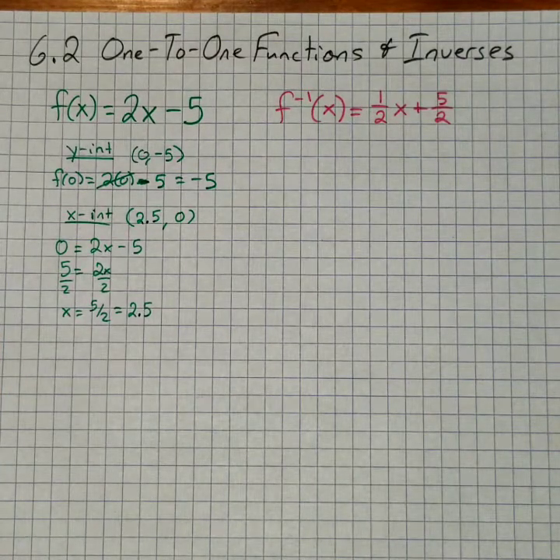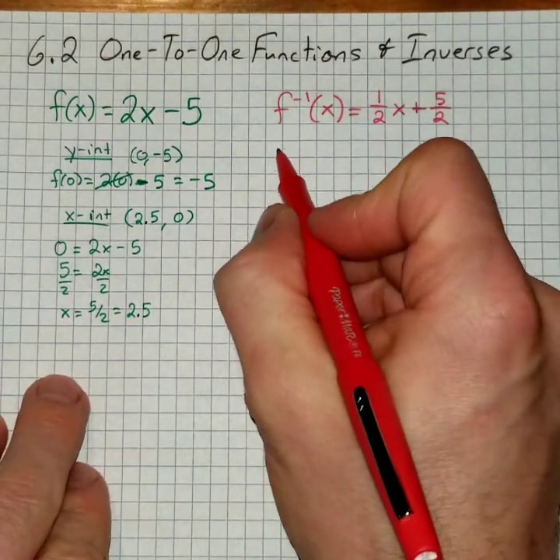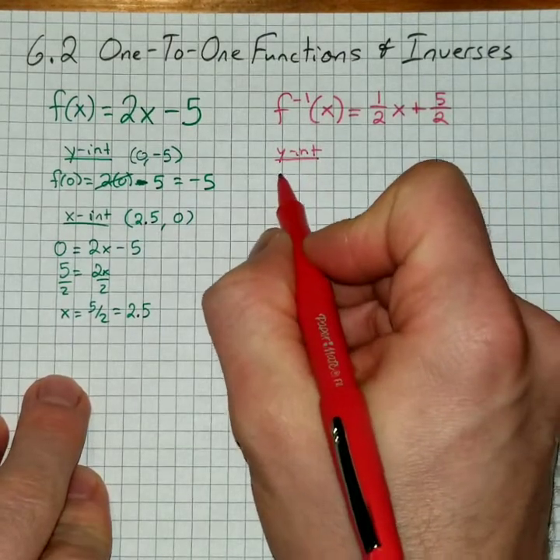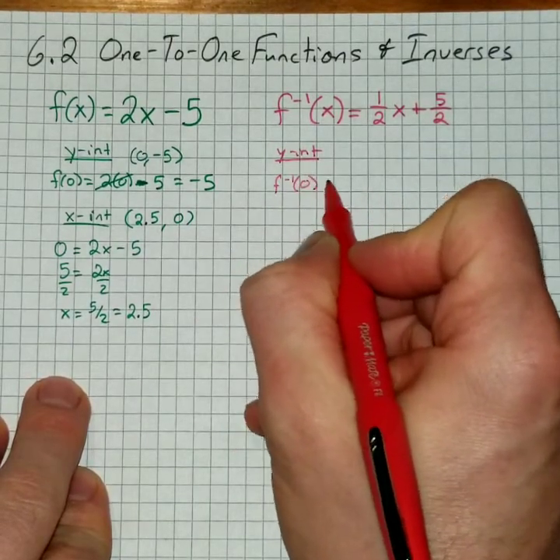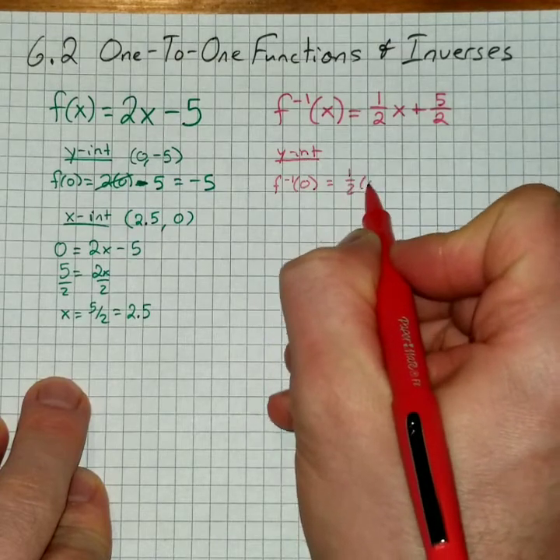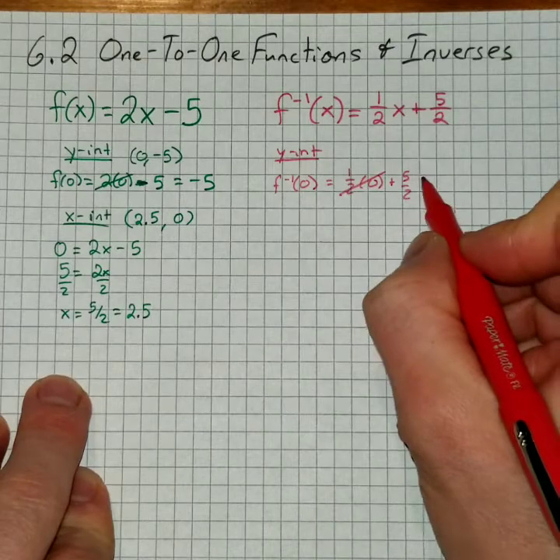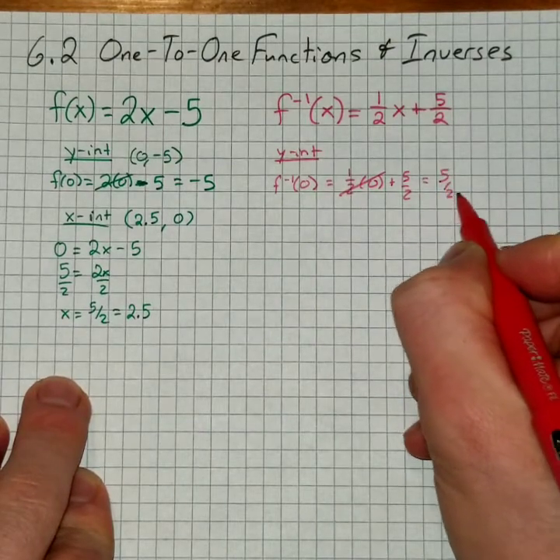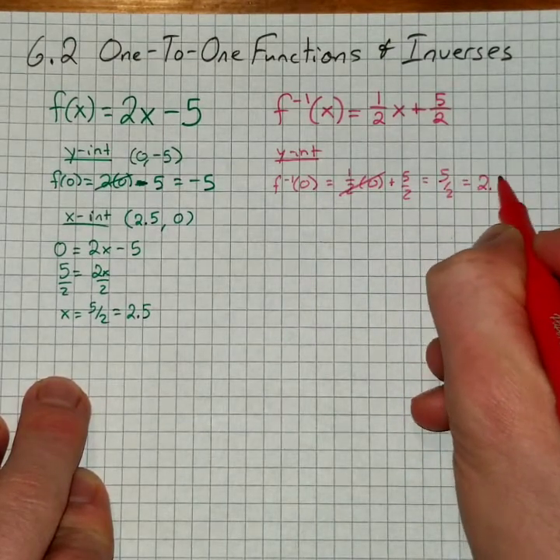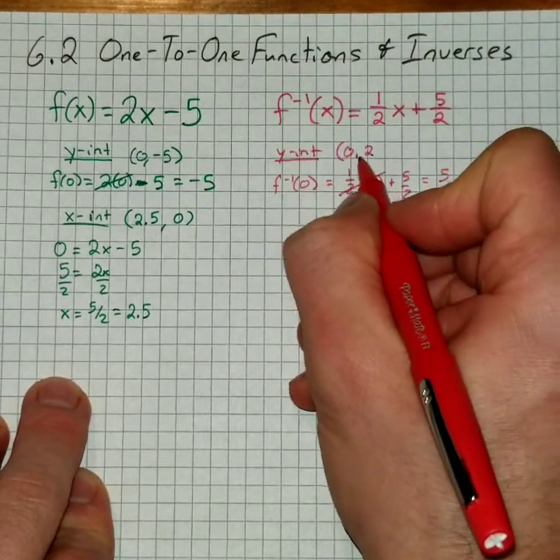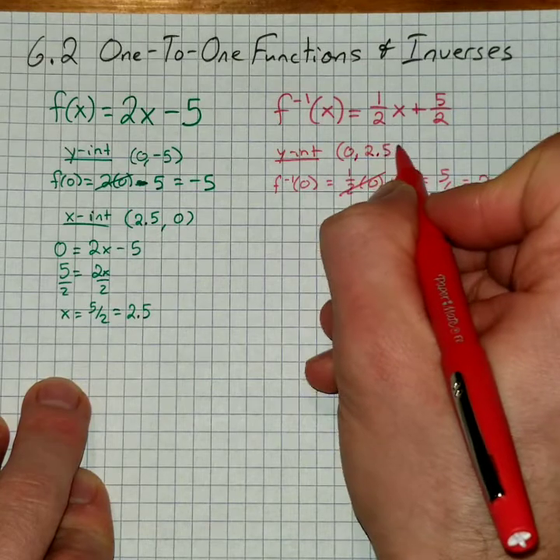Let's do the same thing with the inverse function. First, I'll find the y-intercept. That one, again, should not be too hard to find. It's f inverse of 0, 1 half times 0 plus 5 halves. Of course, the 0 term drops out. You're left with 5 halves, which we know is 2.5. So the y-intercept is 0 comma 2.5.